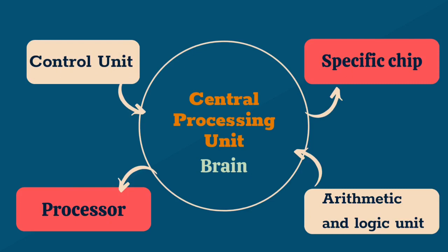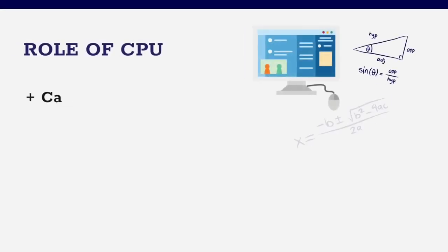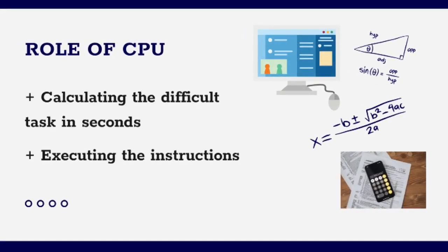You can understand that the term CPU relates to a specific chip or processor, which may be considered the brain of the computer, where most of the work of the computer is done with the help of the CPU. So the main role of the CPU is to process all data, such as calculating difficult tasks in seconds, and executing instructions like searching for data, playing games, and running software. All the work is done by the CPU.